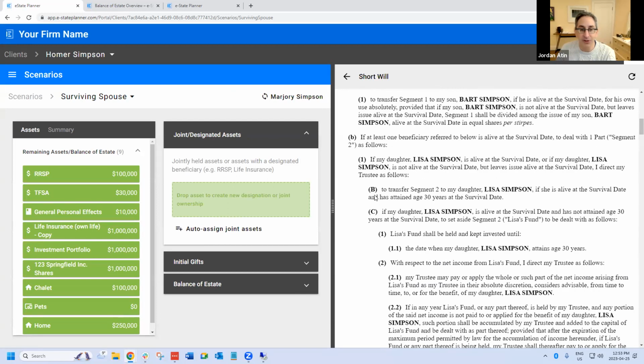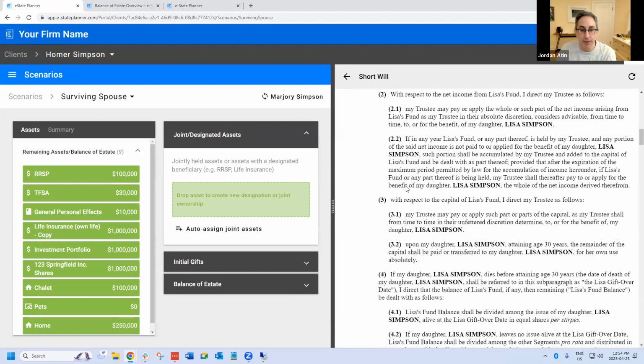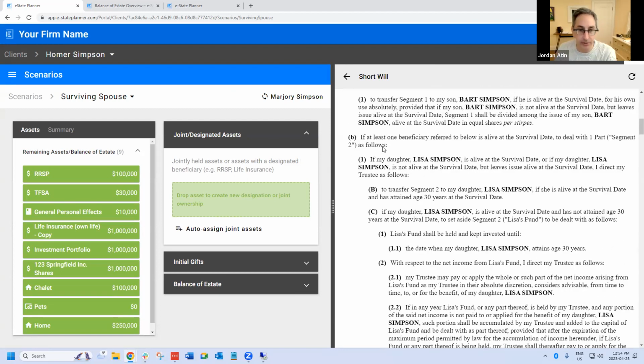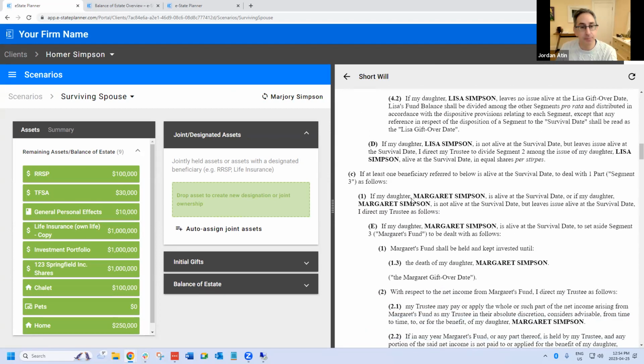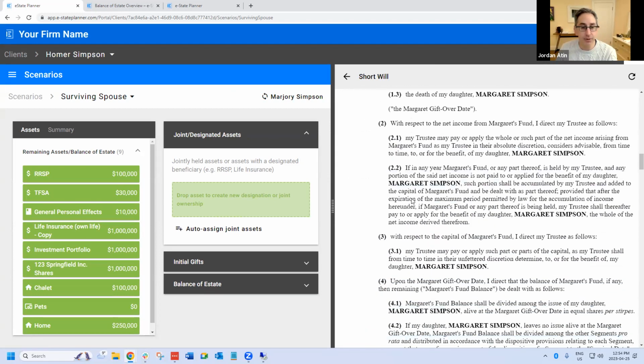Just so you know, the reason we haven't released it yet is there are still a bit of problems with the numbering. The good news is your documents will generate perfectly. It's just the preview that's not quite perfect yet. But that's what we're working on. And so that's the idea.